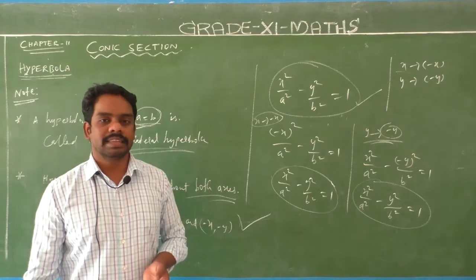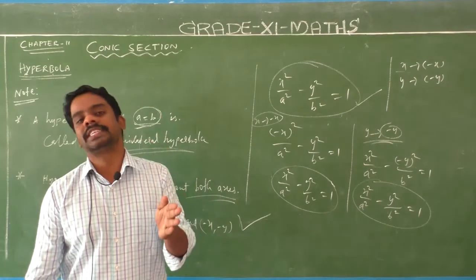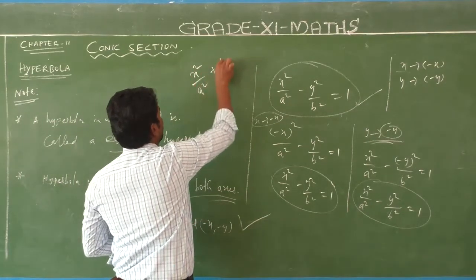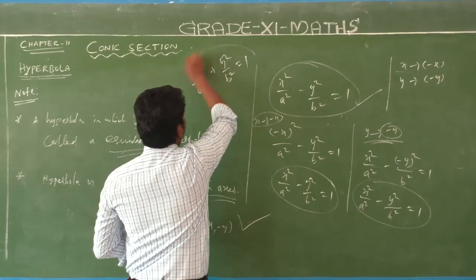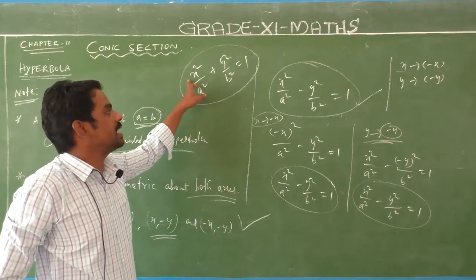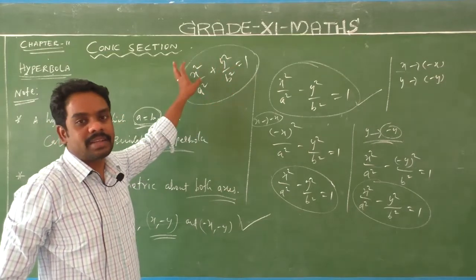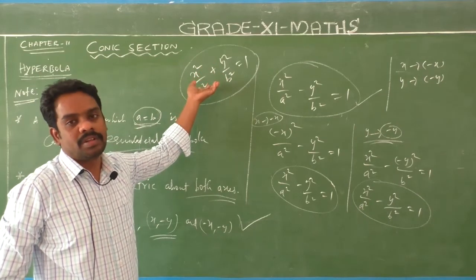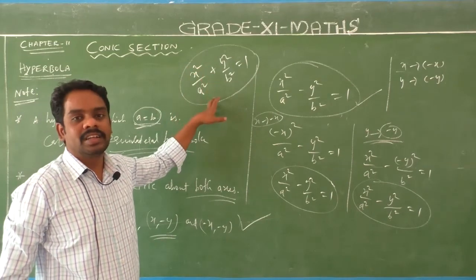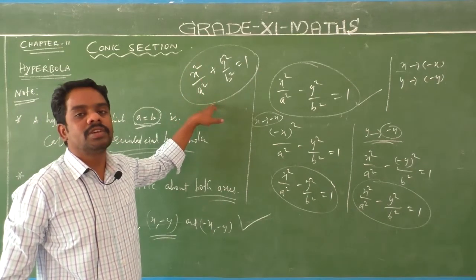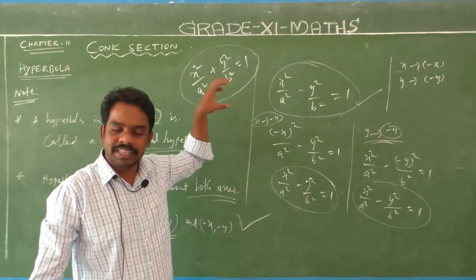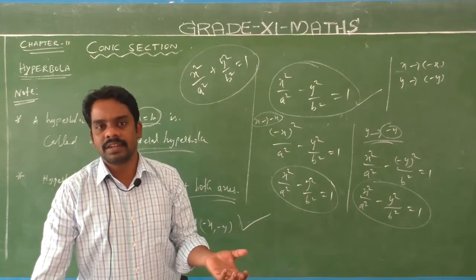Similarly, the same concept applies to the ellipse. The ellipse equation is x squared by a squared plus y squared by b squared equal to 1. This equation is also symmetric about both axes. Here x is replaced by minus x and y is replaced by minus y. This equation has x squared and y squared terms, so when x is replaced by minus x and y by minus y, the equation is unaltered. The equation is satisfied. Therefore, this equation x squared by a squared plus y squared by b squared equal to 1, the ellipse, is symmetric about both axes.